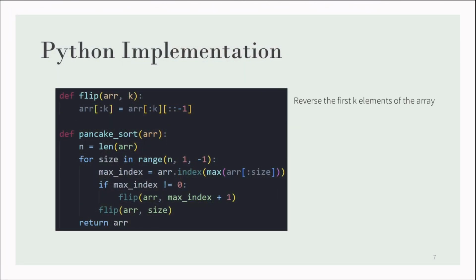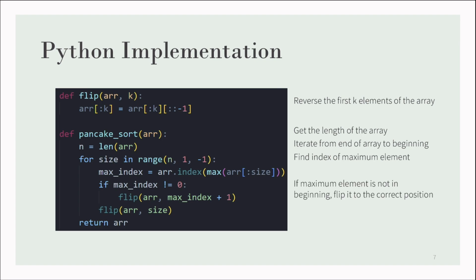So let's begin with our Python implementation. We define flip, and this reverses the first k elements of the array. Now let's define pancake sort. You get the length of the array. You iterate from one end of the array to the beginning. We find the index of the maximum element, and if the maximum element is not in the correct position, we flip it to the correct position. We then return the sorted array.